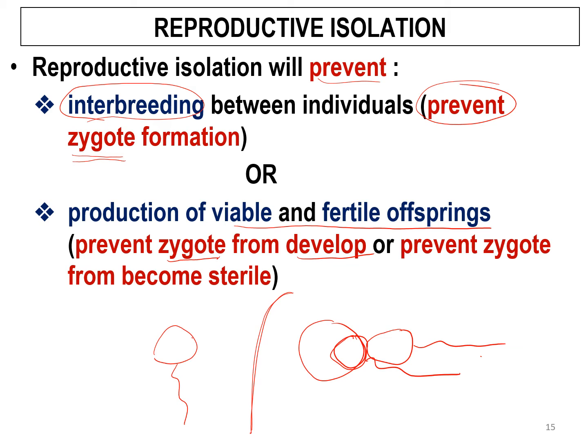Zygote tak boleh menempel, implantation cannot occur, ataupun zygote yang terhasil tu adalah sterile zygote. Jadi tak menghasilkan generasi baru. Jadi reproductive isolation could lead to prevention of the zygote formation. Dia menghalang zygote terbentuk. Ataupun jika zygote berjaya terbentuk tapi menghalang zygote ni menjadi zygote yang boleh menghasilkan generasi baru. Nanti kita tengok lagi.